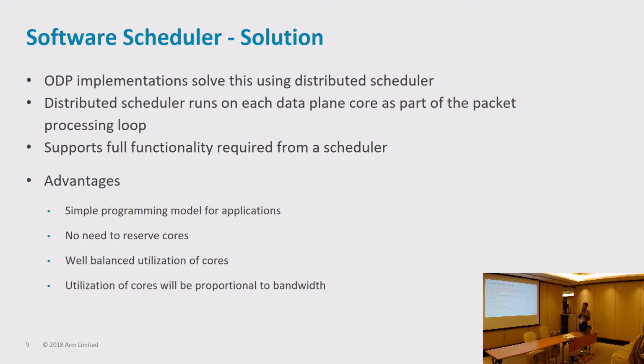In ODP, many of our platforms have a hardware scheduler, and we don't dedicate any CPUs for that. But when we are using a software-based scheduler, we implement a distributed scheduler. The distributed scheduler runs on each packet processing core, as part of the packet processing loop. So that way, we don't have to dedicate a CPU for just doing scheduling, and you just have the packet processing cores which also do the packet scheduling.